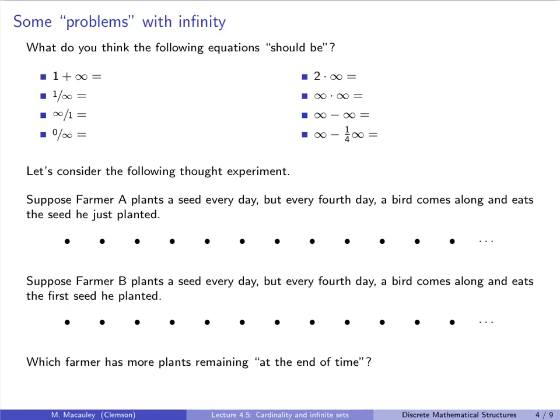So let's see. Farmer A plants a seed every day, and on the fourth day, the bird eats the fourth seed. On the eighth day, the bird eats the eighth seed. On the 12th day, the bird eats the 12th seed, and so forth.